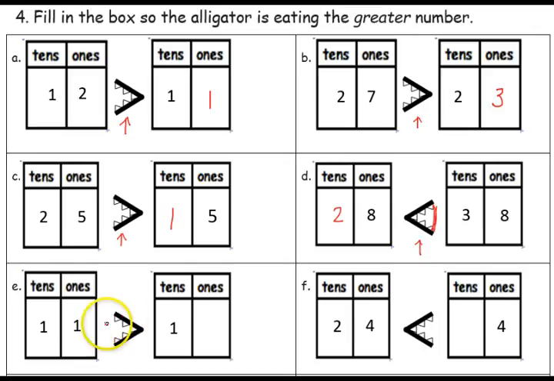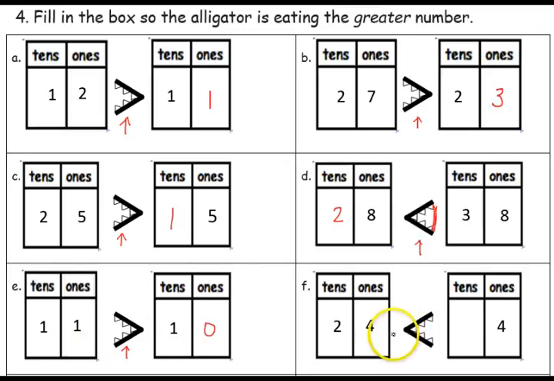And let's do a couple more here. I have 11, and I'm comparing it to another number. 11 needs to be the greater number because this is the greater than symbol. 11 is greater than 10. If I put any other number in my ones place, it would not be a true statement. So 11 is greater than 10.